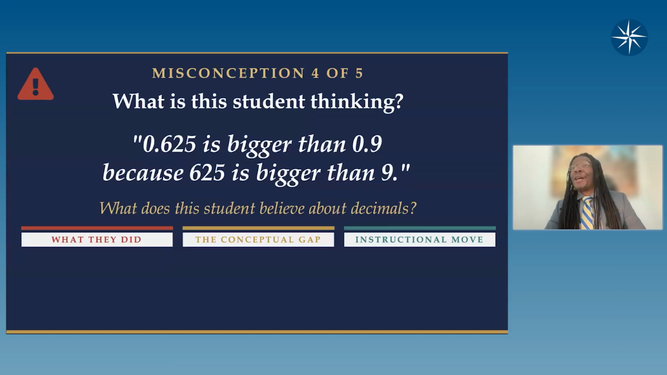Yep, we're just about halfway down. Here's another one where students get into some trouble. So what is a student thinking? They're saying 0.625 is bigger than 0.9 because 625 is bigger than 9. We have seen this before. Type 1 if you have seen this before.